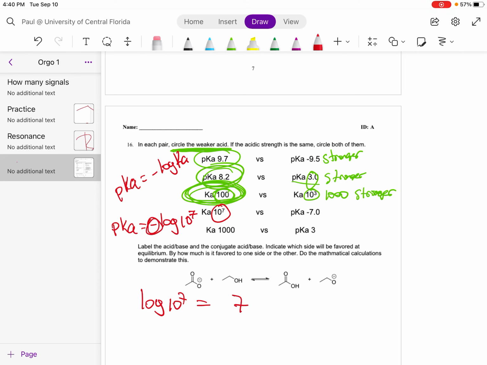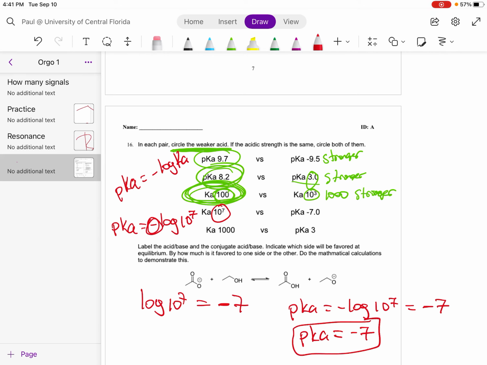But we have this negative sign right there. Okay? And so that's going to be a negative 7. So when we go the pKa of negative log of 10 to the 7, that equals negative 7. So we rewrite it, pKa equals negative 7. That equals that. So those two terms right there are the same. So we could take this whole problem now and rewrite it. We could say, hey, I don't want to look at this as a Ka. Let's just look at it as a pKa.